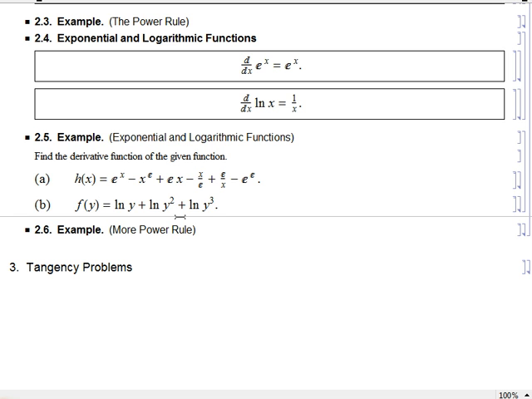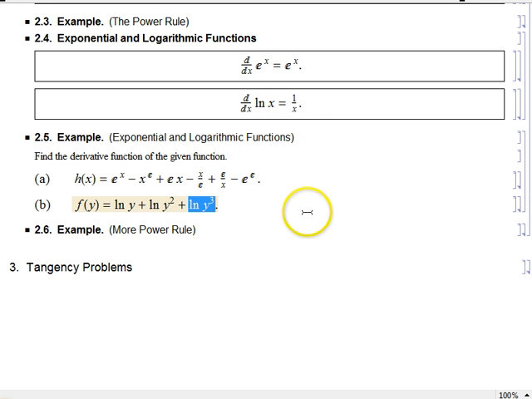Sorry about the digression. Let's move on to the next topic. How to take care of these logarithmic functions. Looks like this first one is okay. The derivative of a logarithmic function is going to be 1 over y. How about the others?